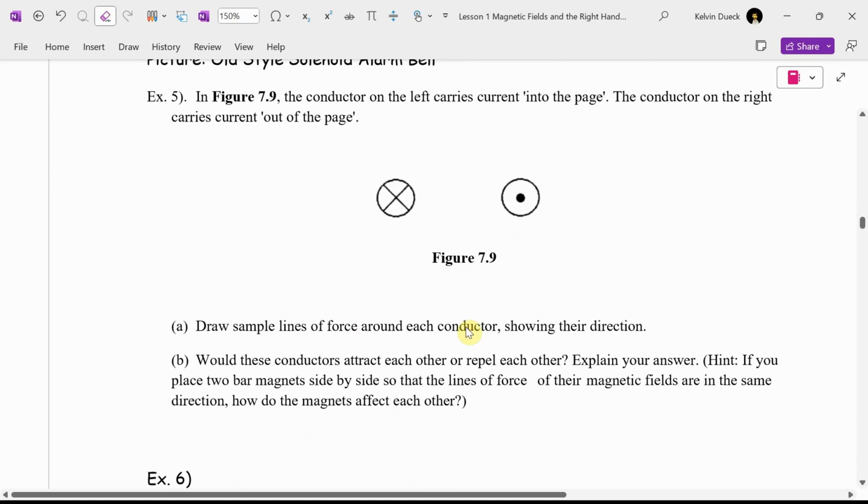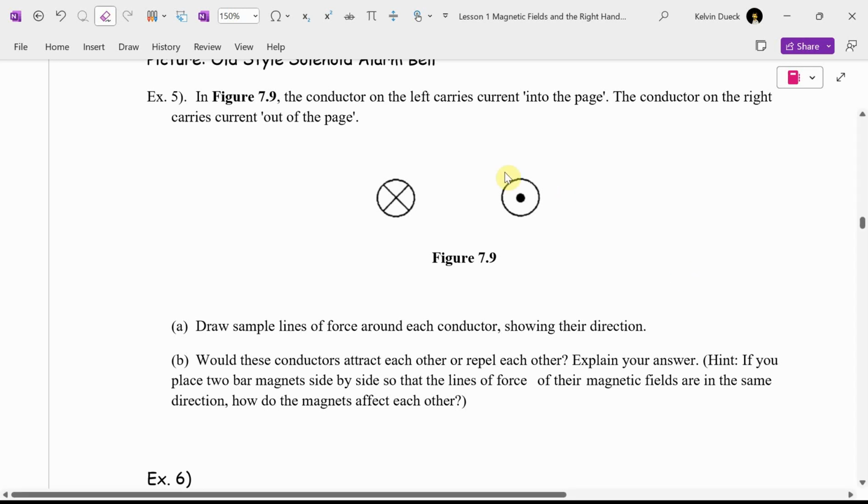Example 5. The conductor on the left carries current into the page. The conductor on the right carries current out of the page. X means into the page, dot means out of the page. It says, draw lines of force around each conductor showing their direction. This is not the solenoid rule. This is going to be the first rule that we learned.